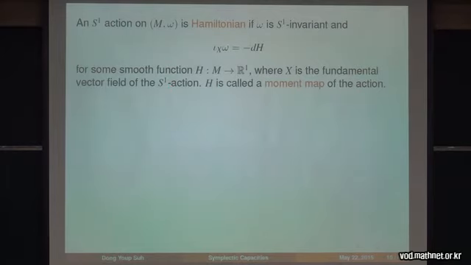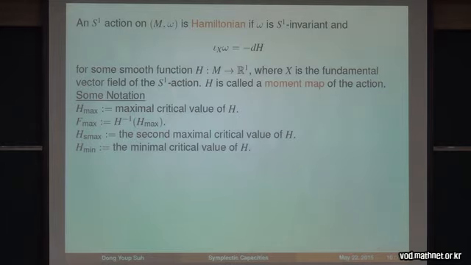If S1 is acting, then if you choose one point, by the S1 action you have an orbit, and by considering that you have a vector field on it. This vector field is the fundamental vector field X. Omega is a two-form, so the contraction i_X omega is a one-form, and this one-form is the same as the derivative of H. This is called the Hamiltonian action, and H is called the moment map of this action.